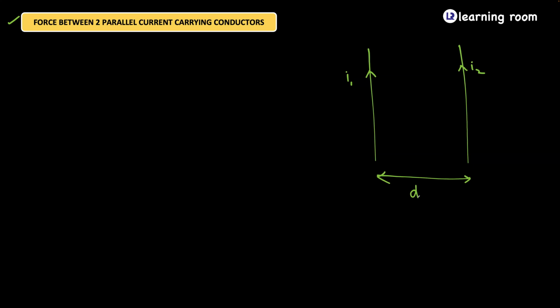Now thinking about this, if you come from the beginning of this chapter, we know one thing. We know two things actually. One is that a current carrying conductor can produce a magnetic field. Listen to this carefully. What is the story? The story is: a current carrying conductor can generate a magnetic field.